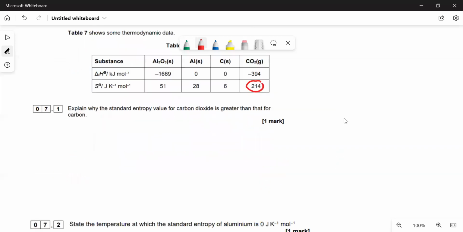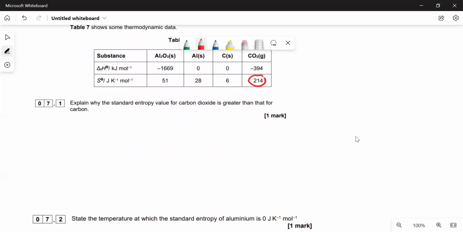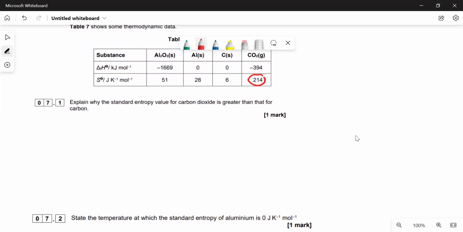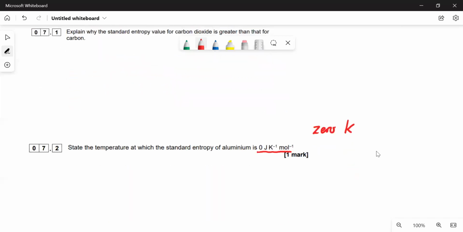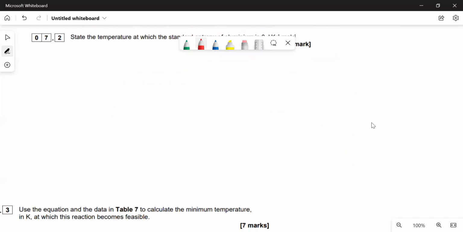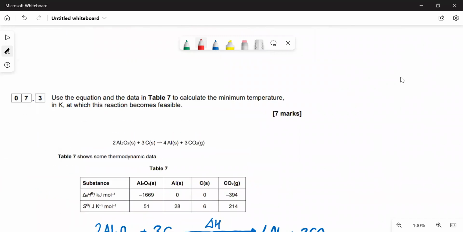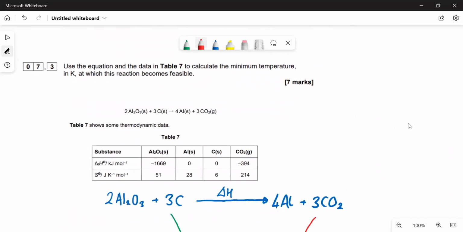Entropy is much higher. State the temperature at which the standard entropy of aluminium is 0 joules per Kelvin per mole. Well, that's true of any substance at all. It is 0 kelvins. Any substance will have 0 entropy at absolute 0, by definition. Okay, right, now they are going to ask us what I said they were going to ask. Use the equation in tables and the data.